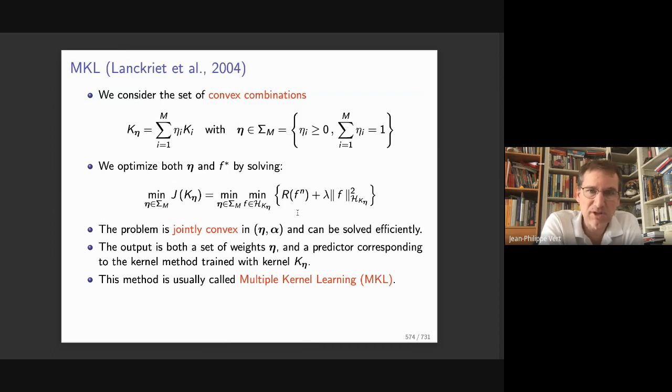When I say efficiently, check the paper. There are different ways to do it, but this can be written as a semi-definite programming optimization problem, and so there are ways to solve it. When you do that, it's called multiple kernel learning. So the standard definition of MKL is to learn a convex combination by just optimizing the weights using the objective function of your standard kernel method.